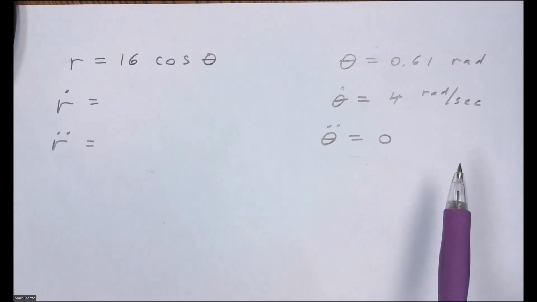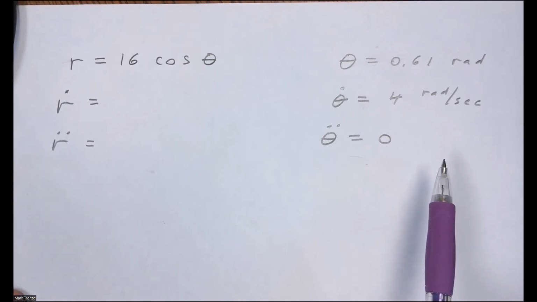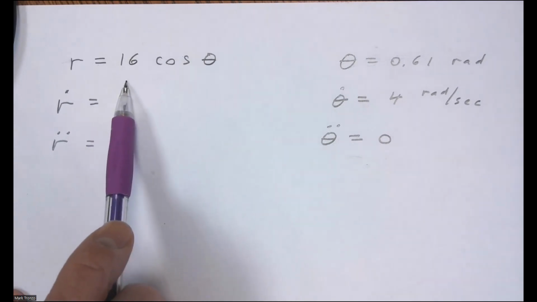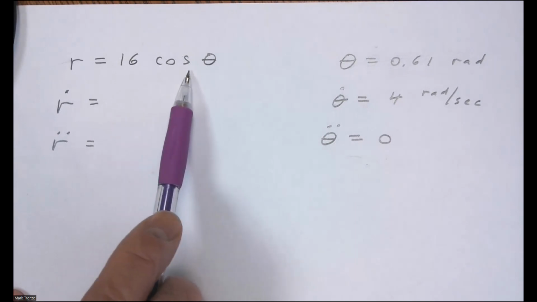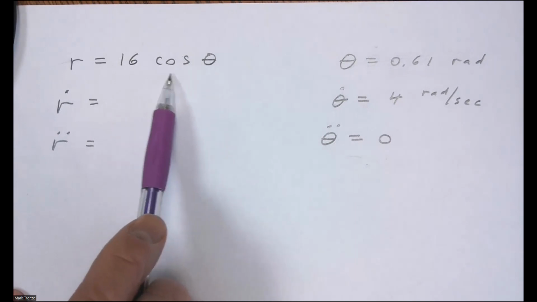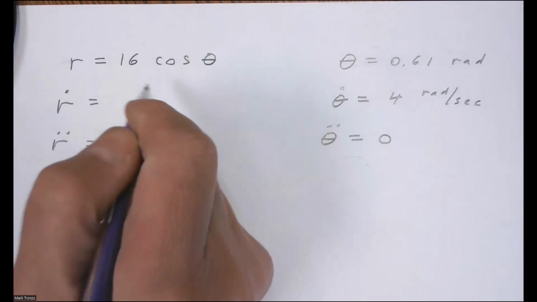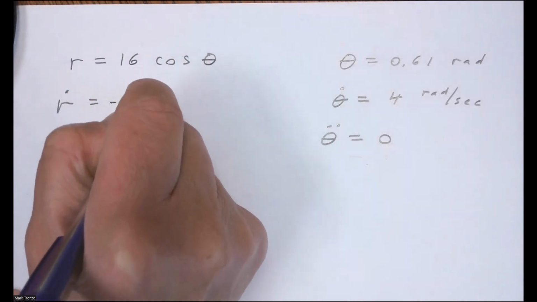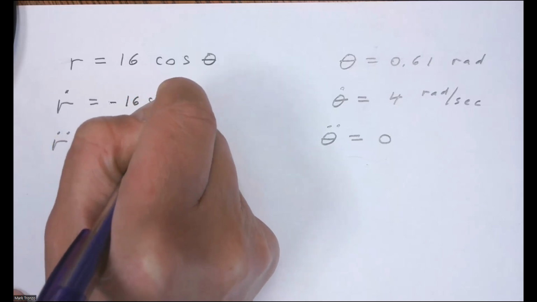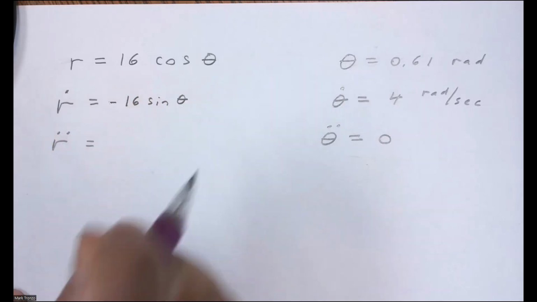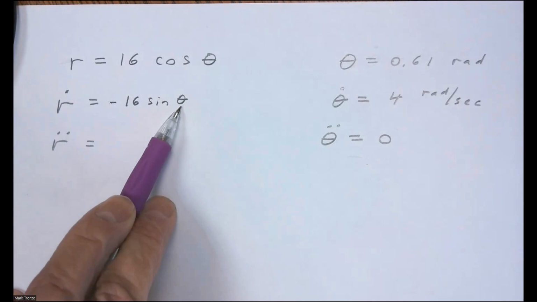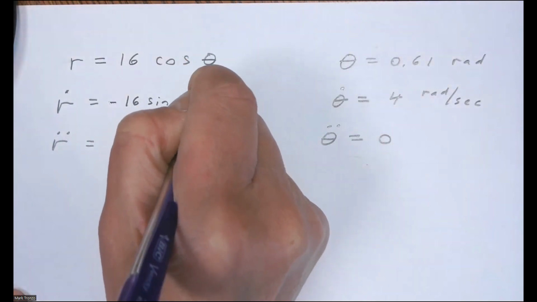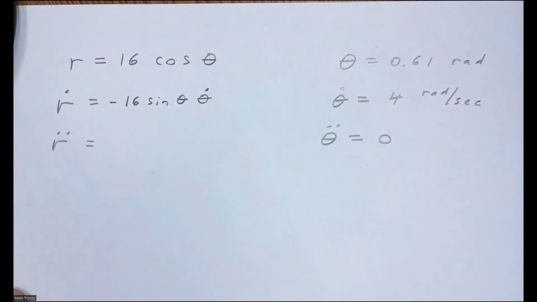Like on most of these, what we want to do is just start taking derivatives. Now remember, it's the derivative with respect to time, so we're going to have to do implicit differentiation. The derivative of cosine is negative sine, but times the derivative of theta with respect to time. So that's going to give us a theta dot.